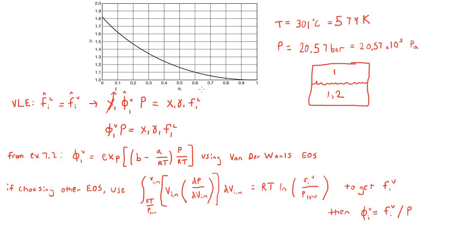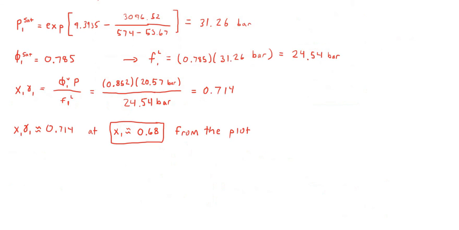Looking at the line and approximating some of the calculations, we'll find that at x1 equals around 0.68 is when the product of x1 and gamma 1 is around 0.714. This gives us our final answer to the problem, that the mole fraction of toluene in the liquid phase is around 0.68.